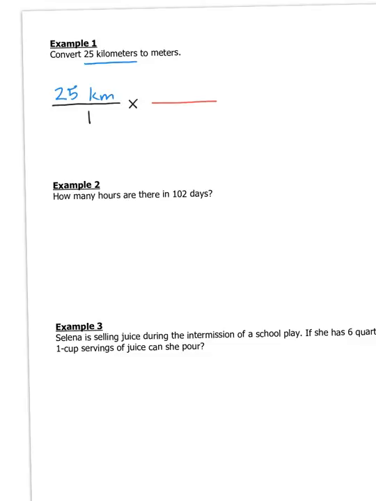So we know we want to get rid of kilometers, so I'm going to put kilometers down here. We're going to meters, so meters needs to go on the top here. And we need to ask ourselves how many meters are in a kilometer. Well, there are 1,000 meters in 1 kilometer. So my problem is 25 times 1,000 over 1. When I multiply here, kilometers will cancel. And so I'm left with 25 times 1,000, which is 25,000 meters, all divided by 1. And so that answer is 25,000 meters.